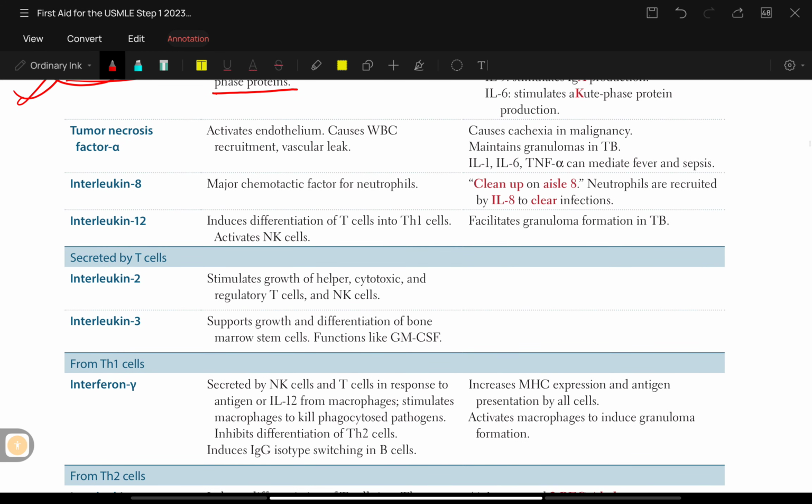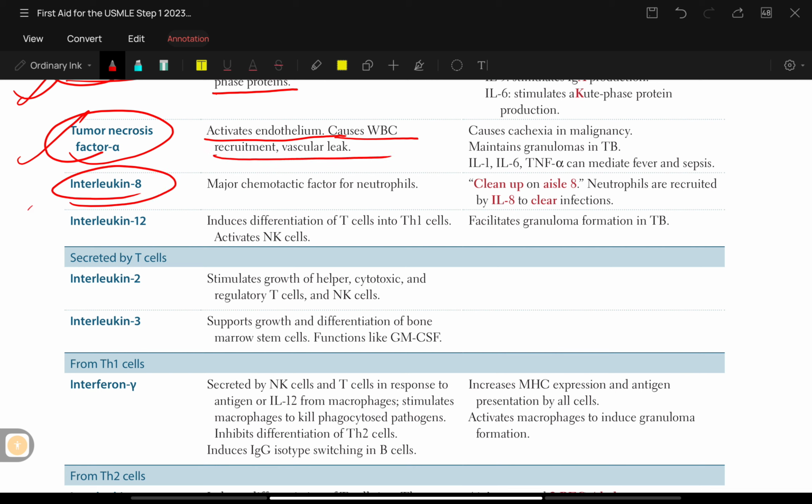Now talking about tumor necrosis factor alpha: activates endothelium, causes WBC recruitment, vascular leak. Similarly, interleukin 8 is a major chemotactic factor for neutrophils. Likewise, interleukin 12 induces differentiation of T cells into T helper 1 cells and activates natural killer cells.